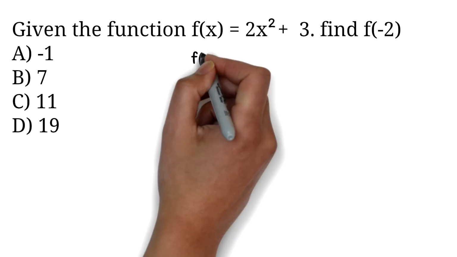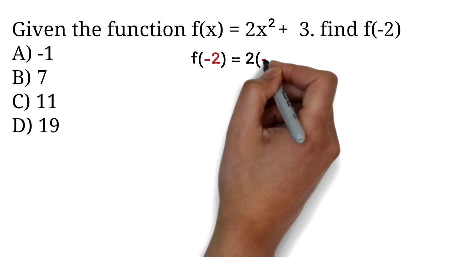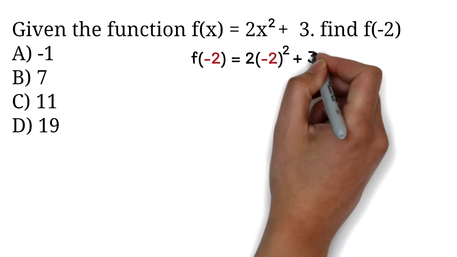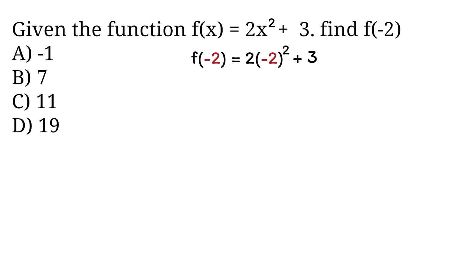So we have f of negative 2 equals 2 times negative 2 squared plus 3. Please be very careful when substituting a negative number. I always put it in parentheses. This is to make sure the negative is also squared. Now we will use the order of operations to get the answer. If you're not familiar with the order of operations, please check the links below this video and watch it.